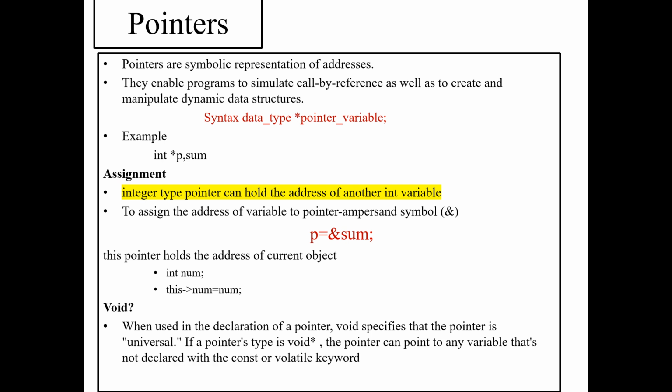So for example, int asterisk p creates a pointer called p that can point to an integer. Now here's an important rule. An integer type pointer can hold the address of another int variable. To assign the address of a variable to a pointer, the ampersand symbol is used. So for example, p equal to ampersand sum.